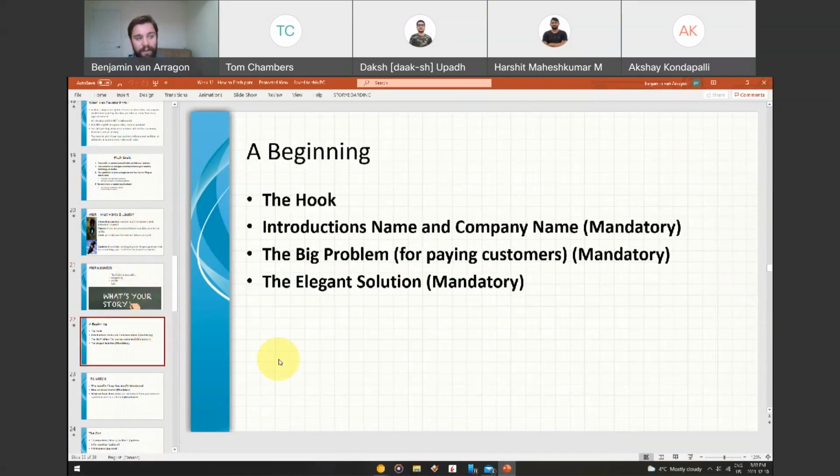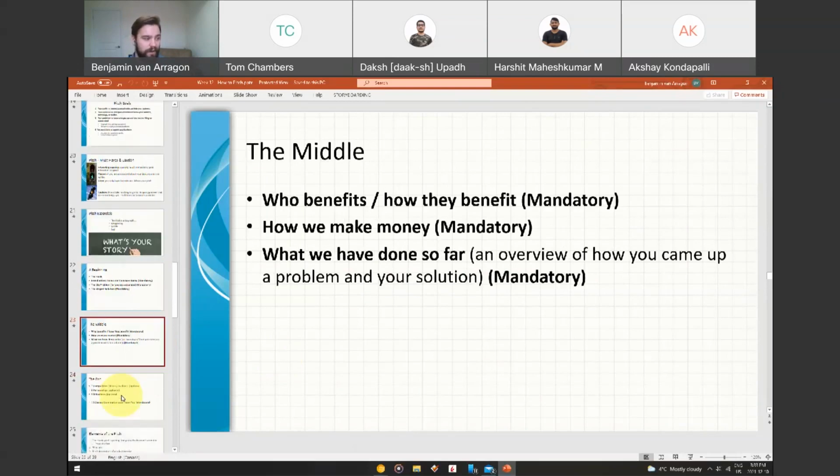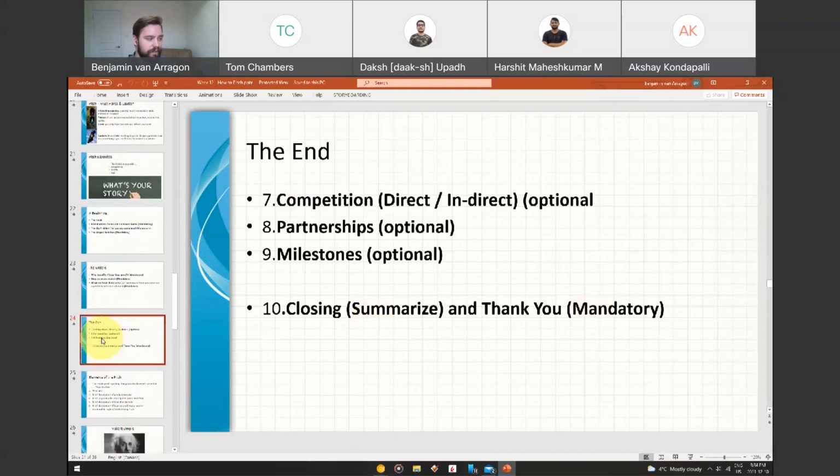So the beginning is that hook, your introduction and company name, the problem, and what the solution is. The middle is the benefits, how you benefit your customers, how you make money, what you've done so far. And then the end, obviously, if you're doing a longer presentation, get into who your competition is, your partnerships, some milestones. But if you're doing a short elevator pitch, then you just close. You summarize, you make your ask for whatever investment you're wanting, and say thank you for listening.